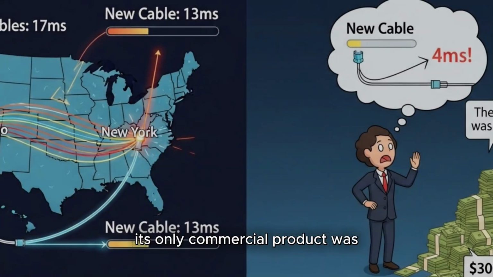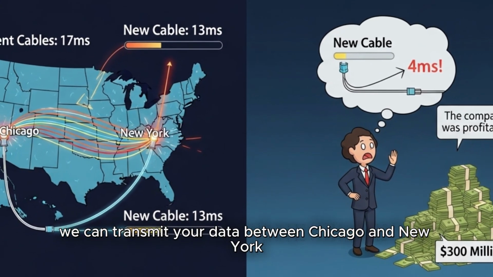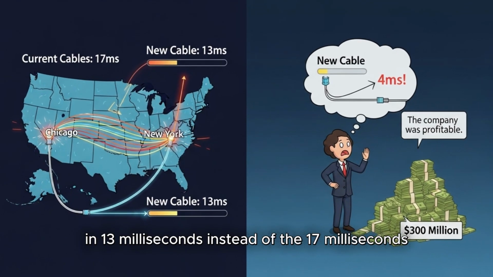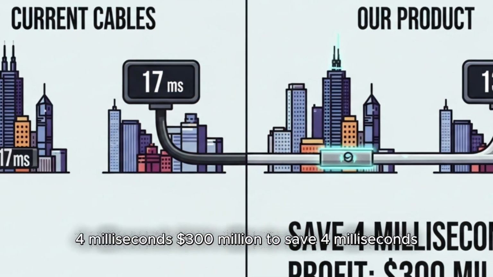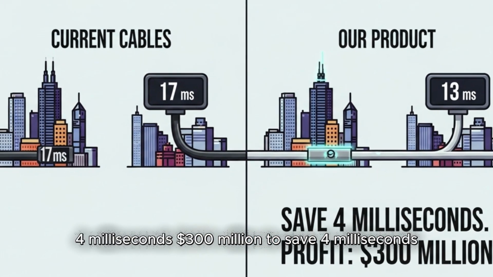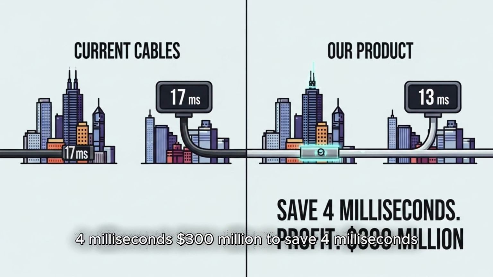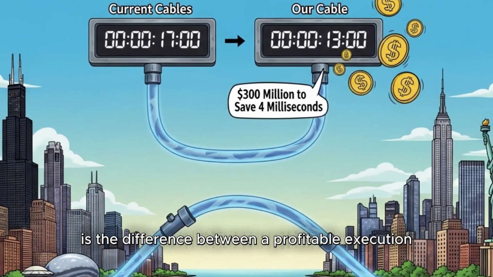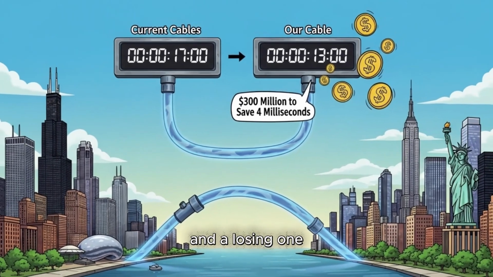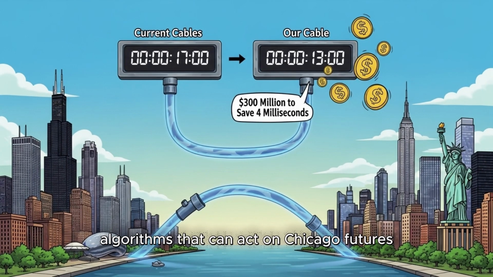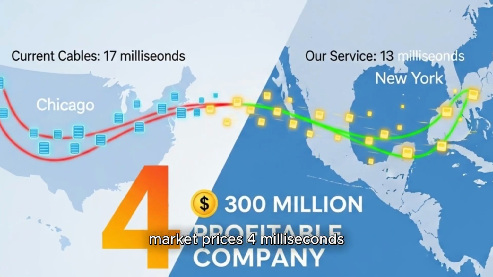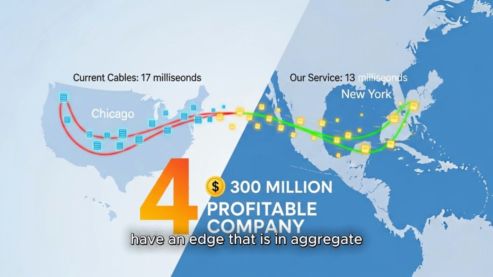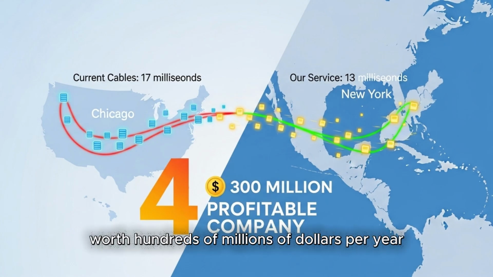Its only commercial product was, "We can transmit your data between Chicago and New York in 13 milliseconds instead of the 17 milliseconds that the existing cables required." 4 milliseconds. $300 million to save 4 milliseconds. The company was profitable because in high-frequency trading, 4 milliseconds is the difference between a profitable execution and a losing one. Algorithms that can act on Chicago futures market prices 4 milliseconds before their competitors see those prices on the New York stock market have an edge that is, in aggregate, worth hundreds of millions of dollars per year.